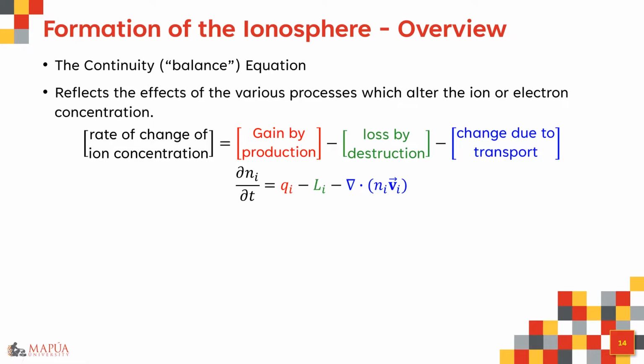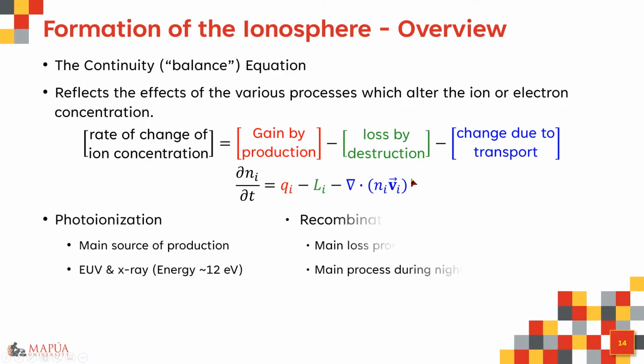So in a certain locality, the concentration of ions is decreased. If this term is positive, therefore there is an introduction of additional charged particles. Okay, that is caused by motion of those charged particles. The main source of production would be your photoionization.